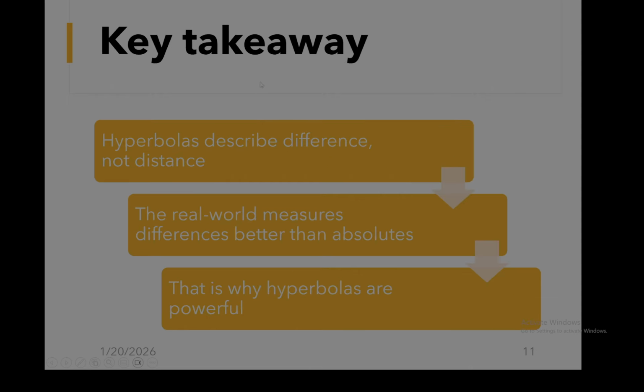There are many more. So the takeaway: a hyperbola describes a difference, not a distance. The real world measures differences better than absolutes. That is why hyperbolas are very powerful. So I want to show you now.